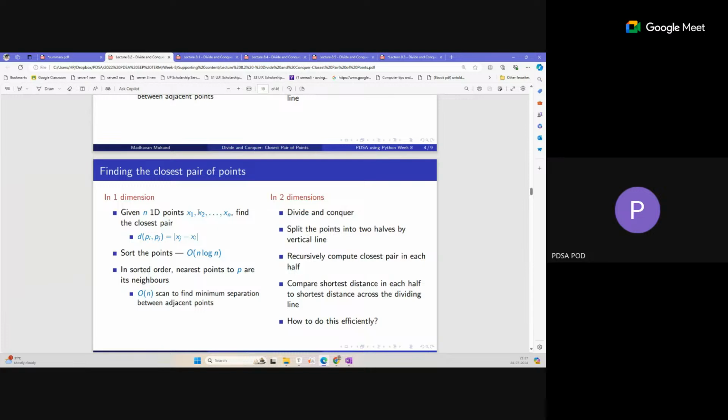Similarly, we can use the divide and conquer approach. First, we will divide our area, actually the points area, into two equal halves, vertical halves. Then recursively compute the closest pair in each half. Compare the shortest distance in each half to the shortest distance across the dividing line. So this is the next step. And what is the meaning of this?